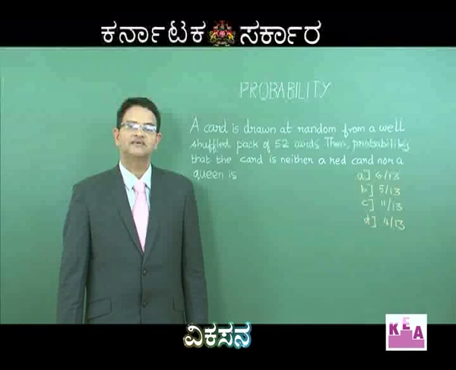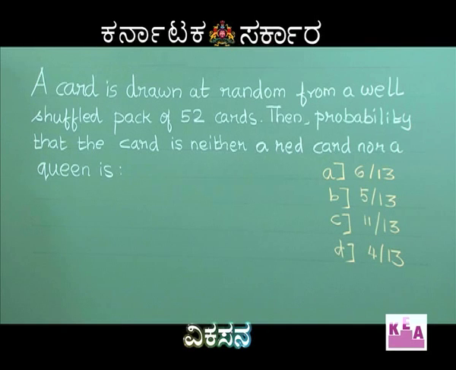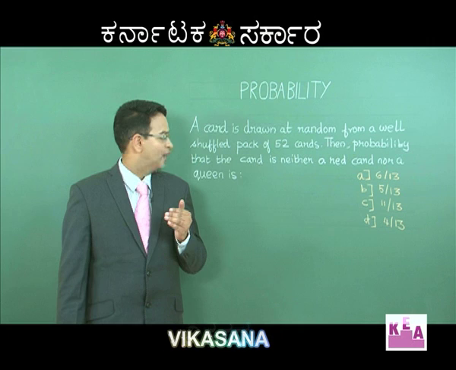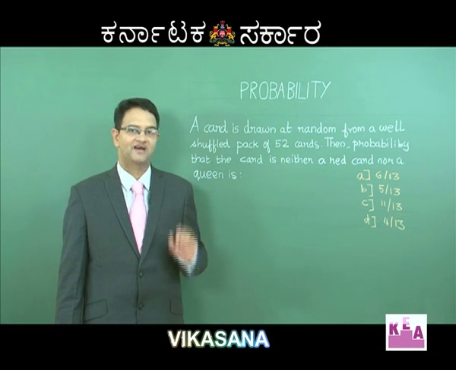Dear students, now let us look into the next question in probability. A card is drawn at random from a well shuffled pack of 52 cards. Then the probability that the card is neither a red card nor a queen is going to be. So we already have some idea regarding the cards. A pack of cards has 52 in number, and out of which you have 26 of that which are going to be red and 26 are going to be black.